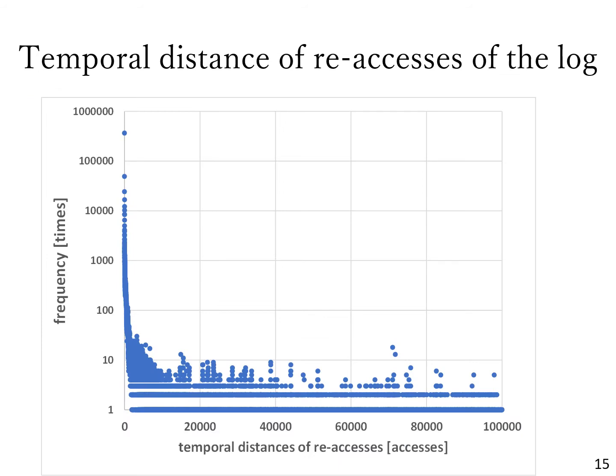This figure shows the relationship between the temporal distance of the accesses and the frequencies of the log. This shows that there is strong locality. In other words, there are many accesses with short time distances.